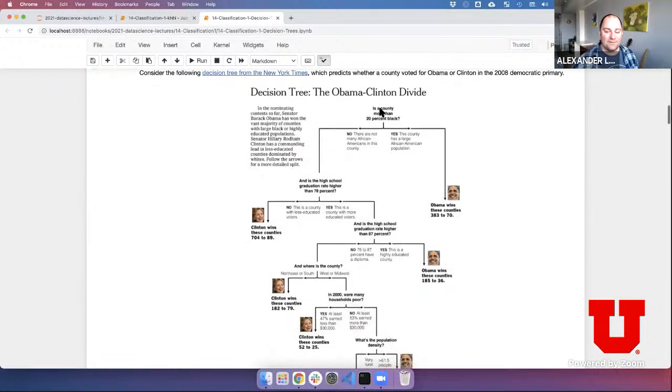And you get these questions. Is a county more than 20% Black? If you make the decision here in this tree and this is true, then this county has a larger African American population, and Obama wins these counties 383 to 70. If the answer to the question is no, we go to the next question. And that's the essence of decision trees: we ask subsequent questions about the data set. So here the question would be: is the high school graduation rate higher than 78%? If the answer is no, then this is a county with less educated voters, and Clinton wins these counties. And we can keep going like this.